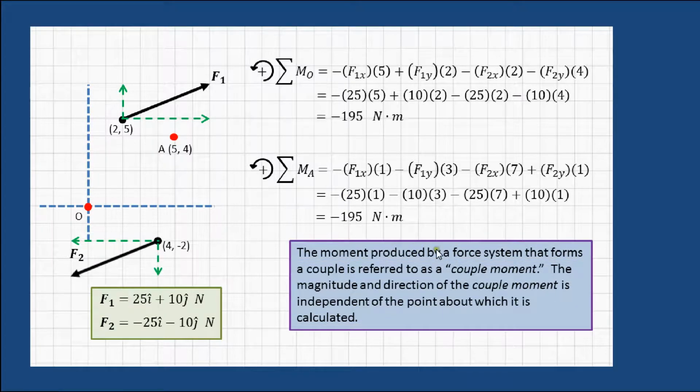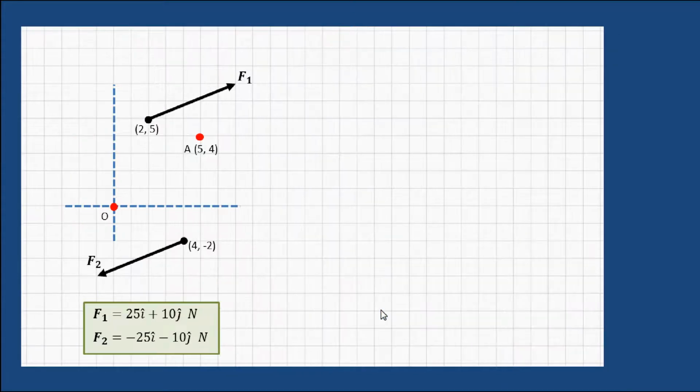So the moment produced by the force system that forms a couple, which this does, is referred to as a couple moment, and the magnitude and direction of the couple moment is independent of the point about which it is calculated. All right, we can look at this one more time.